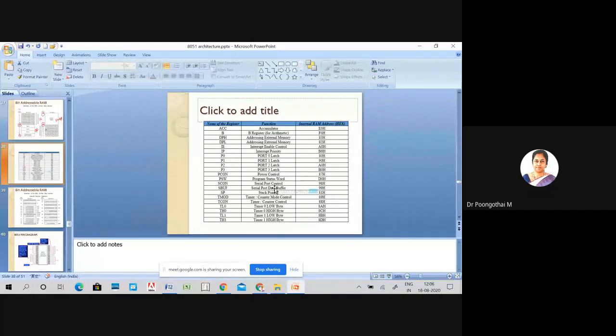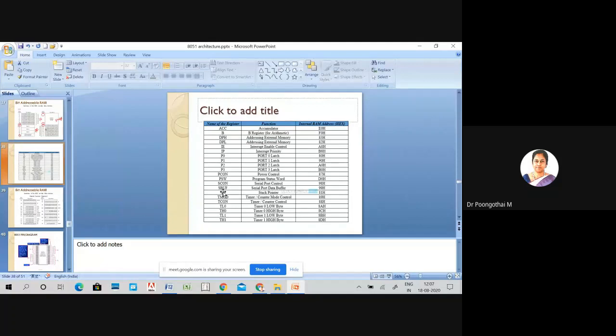SCON is an 8-bit register used to select the modes of serial communication. Please note down the important points alone. So SCON is mainly a control register for controlling the serial communication.